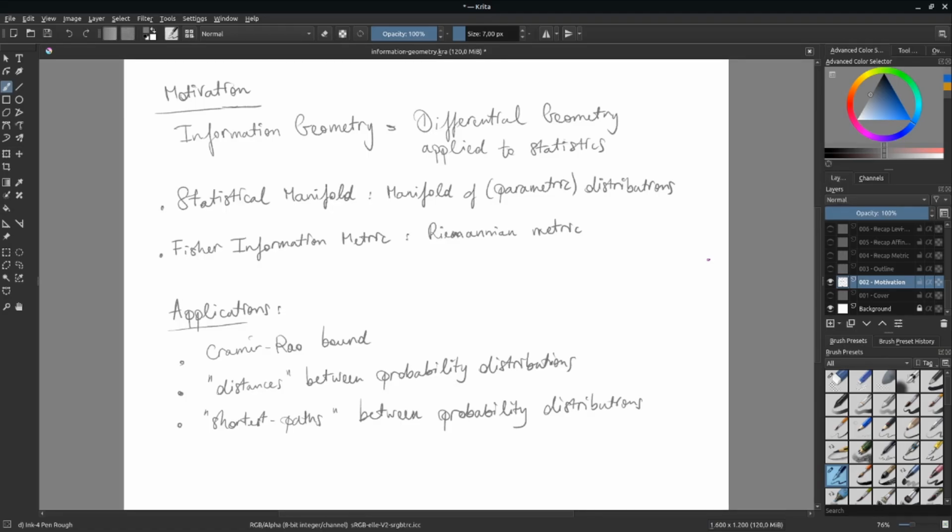It's also useful if you want to speak about distances between probability distributions, or maybe almost distances. We often use divergences, which are not quite distances, but almost. And maybe you would like to interpolate between two distributions through the shortest path. If we have a manifold with the appropriate structure, we can do that easily, at least in theory, maybe not so easily in practice.